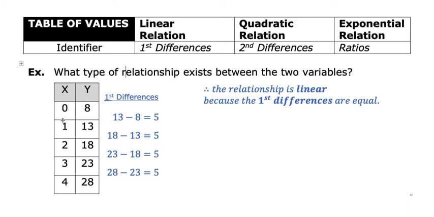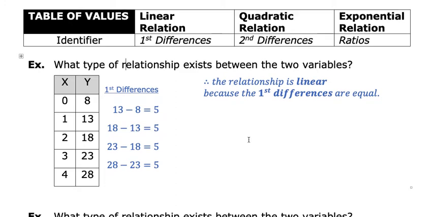If we have a consistent interval for our x values and the differences for our y values are the same, then that would mean that we've traveled horizontally and vertically the same number of units and then ended up back on the line. So this is a linear relationship because the first differences are equal.